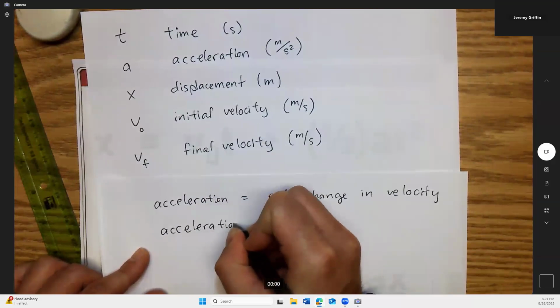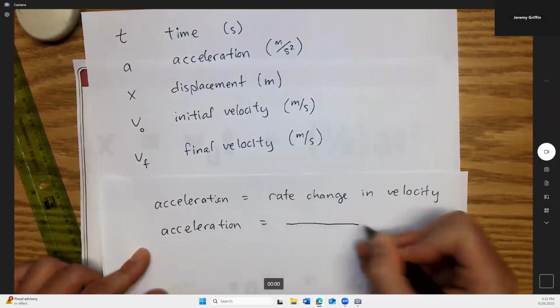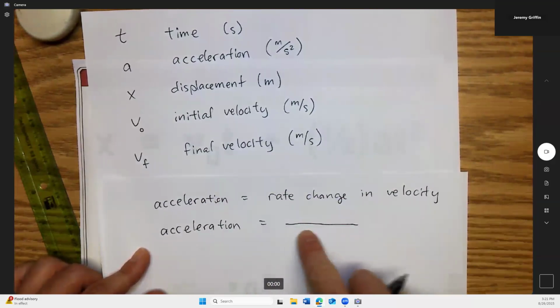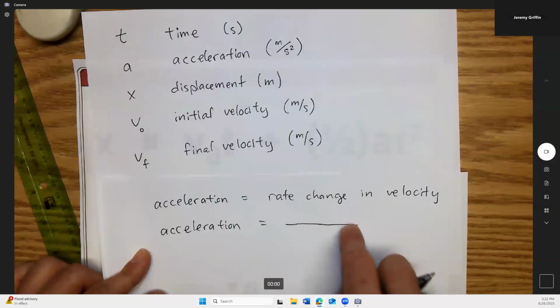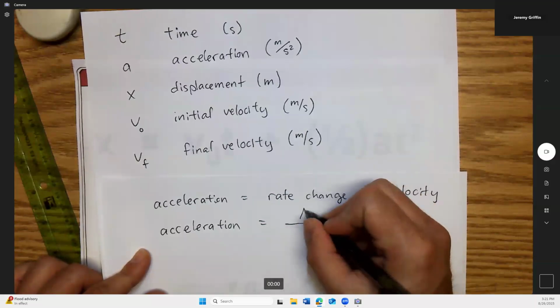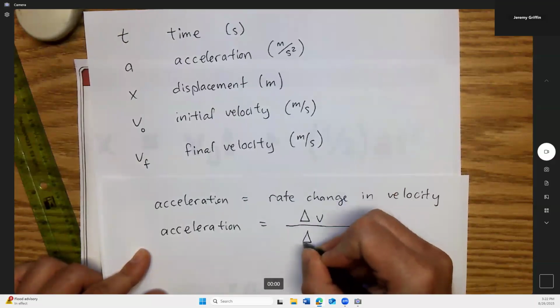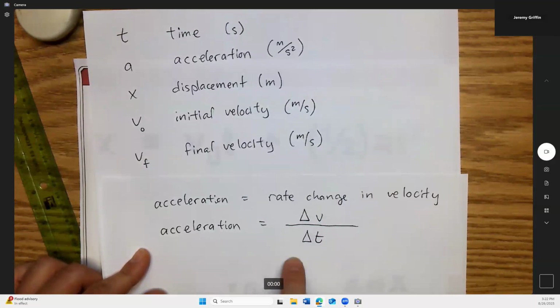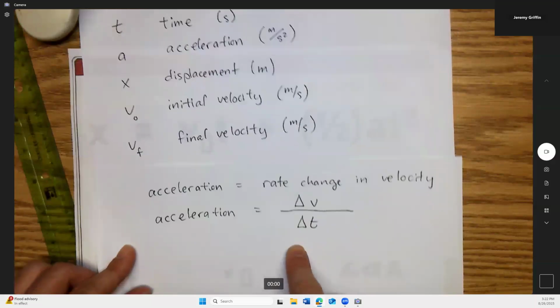Acceleration equals. Okay. See if you guys can figure this out. Apply some critical thinking here. I set up a giant fraction bar. You guys see my giant fraction bar? When I say rate change in velocity, how can you put that in math terms? Rate change in velocity. What do you think that is? How about change in velocity per time interval? Change in velocity per change in time? You guys know the triangle, delta. That's a change in, right? So change in velocity per change in time.